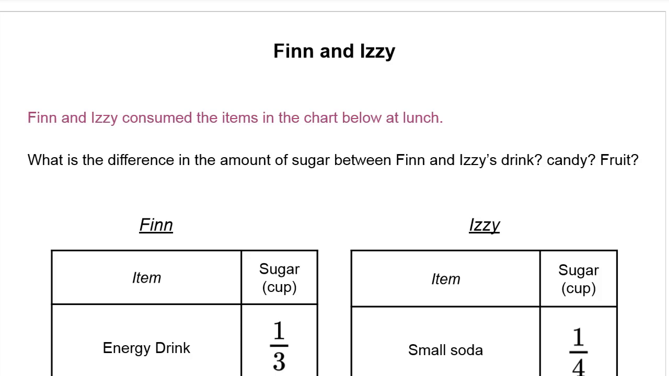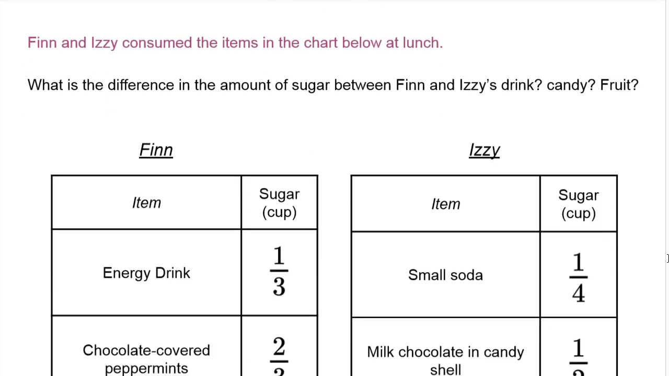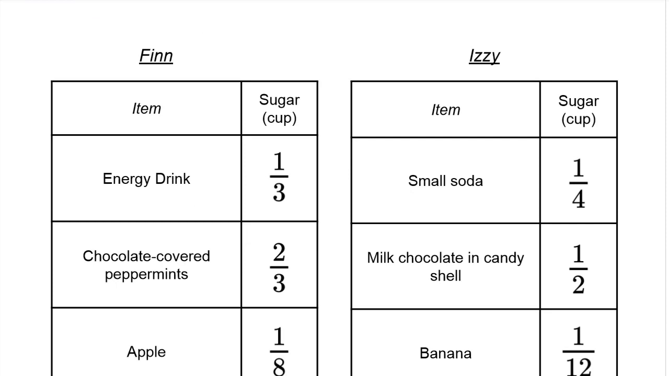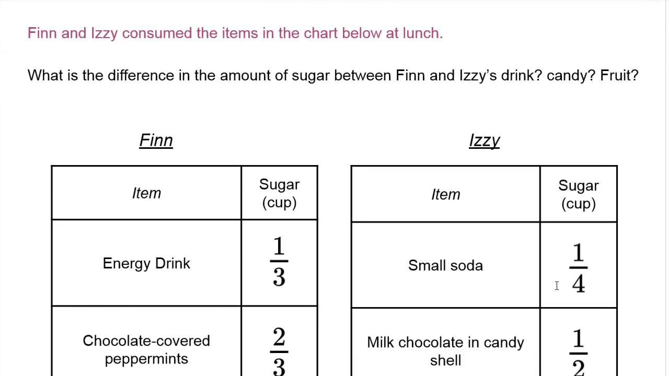So okay, what is the difference in the amount of sugar between Finn and Izzy's? I'm kind of confused. Well, as soon as I see the word difference, I know we're looking for a difference, which means we're going to have to subtract something eventually. Between Finn and Izzy's drink, candy, and fruit. So this looks like 3 different problems. The difference in their drinks, the difference in the candy, and the difference in their fruit. So, 3 subtraction problems. Okay, so we can handle this. So let's do drink, candy, and then fruit.